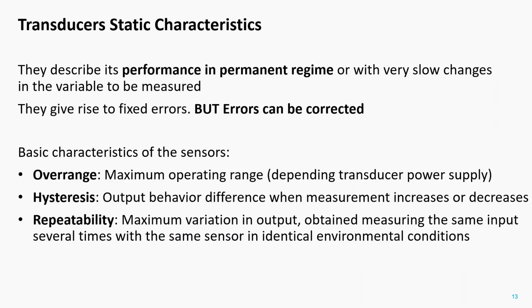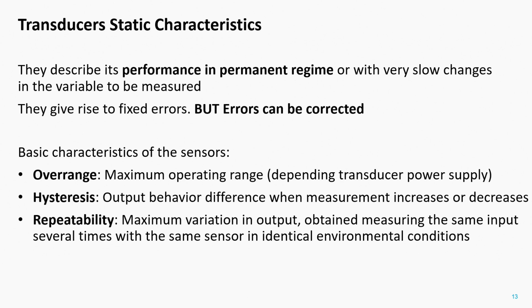We can even describe the transducer static characteristics, as they describe their performance in permanent regime, or facing small changes in the input variable they measure. It is important to take into account that this kind of characteristics may give rise to fixed errors, but those errors can always be corrected through calibration. Both errors and calibration process are described at the end of this video.